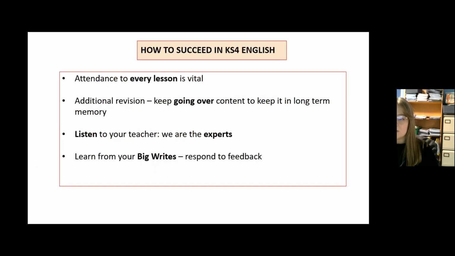So how do we succeed in Key Stage 4 English? Well, I've already mentioned that there's so much to cram into those 10 lessons a fortnight, and we're studying for 2 entirely different qualifications. So attendance at every lesson is vital. If you miss one lesson, you're missing a whole chunk of either language or literature. And so you've got to be there every lesson learning. That's really important. Combined with that, additional revision is necessary. So you'll need to keep going over the content to keep it in long-term memory.